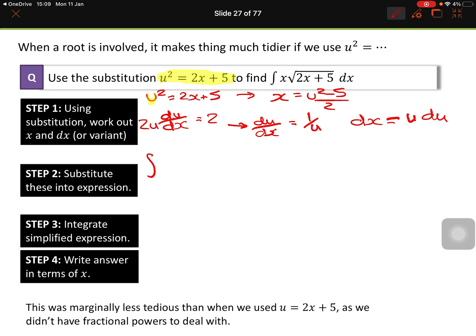So I now have the integral of x, which is going to be (u squared minus 5) over 2, times, we now have u squared equals the middle, so I end up with the square root of u squared. dx we know is u du. We need to tidy this up still. Well, u squared times u just becomes u, so this will become u squared. So we will end up with (u to the 4 minus 5u squared) over 2 du.